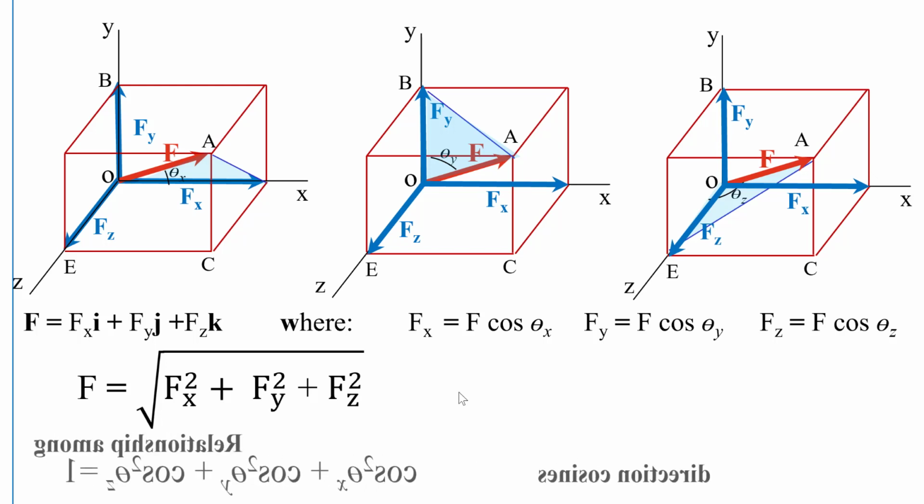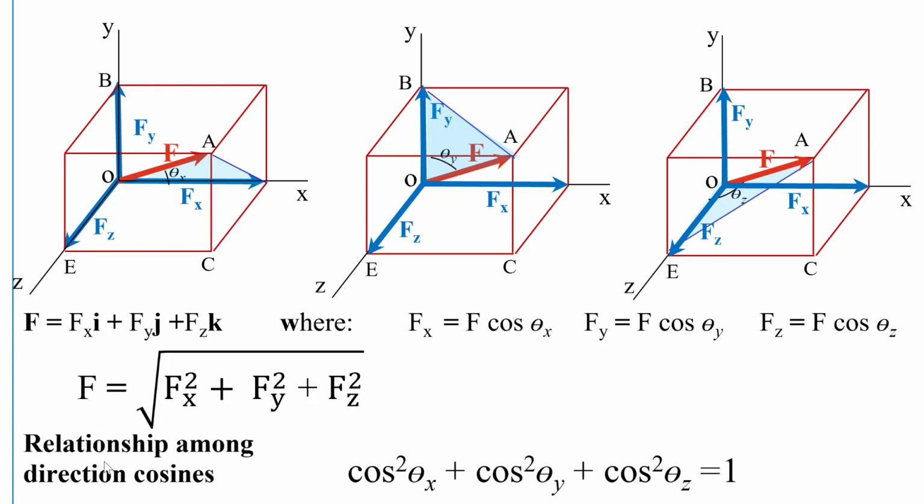Okay, what else? There is a relationship among these. The cosines of theta x, theta y, and theta z we call direction cosines. But there is a unique relationship among all of them, which is cosine squared of theta x plus cosine squared of theta y plus cosine squared of theta z.